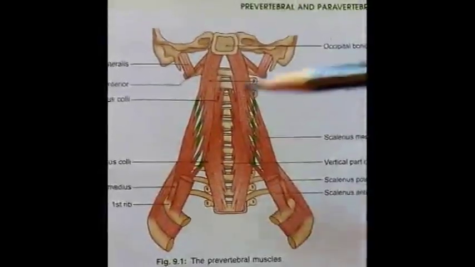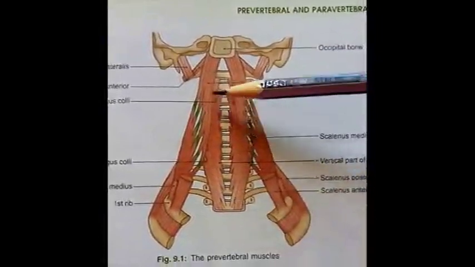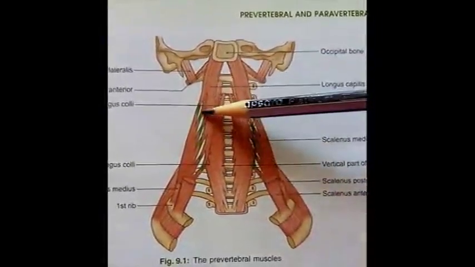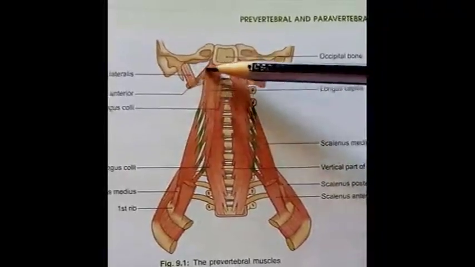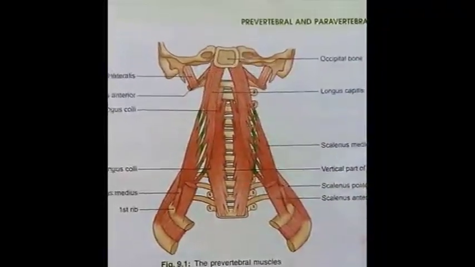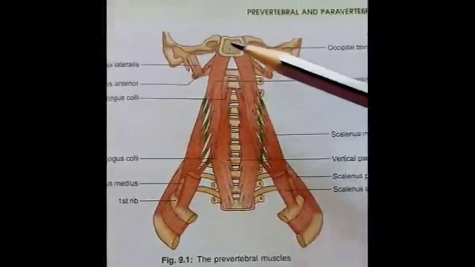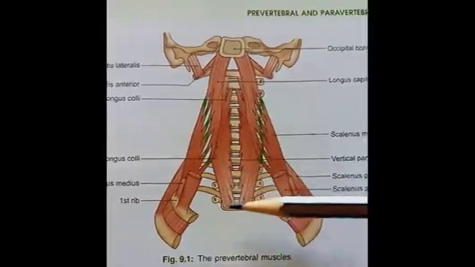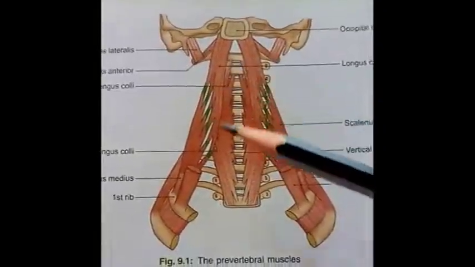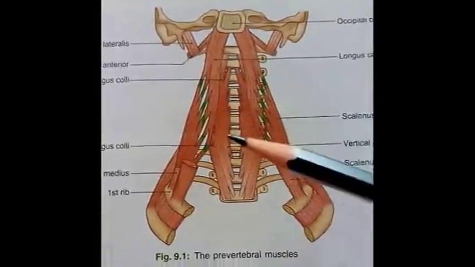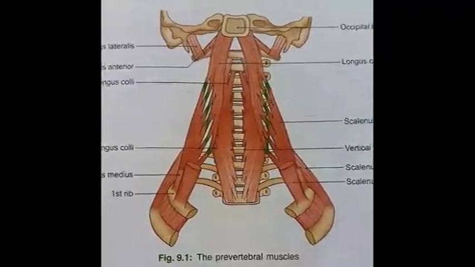These muscles are longus colli or longus cervicis muscle, longus capitis muscle, rectus capitis lateralis and rectus capitis anterior muscle. These muscles extend from base of skull to superior mediastinum. They partially cover the anterior aspect of the vertebral column. These are weak flexors of the head and neck.